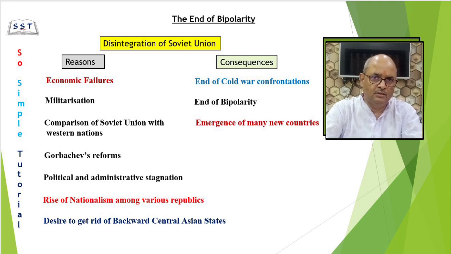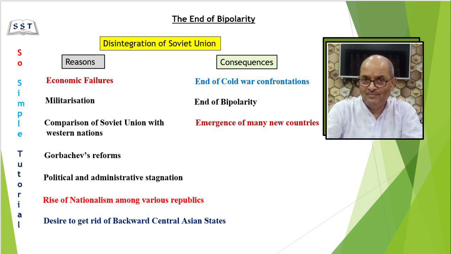Causes of disintegration. First, economic failures. Soviet economy failed to meet the expectations of the people. Soviet Union was putting more emphasis on heavy industries that led to the shortage of consumer goods. Second, militarization. Soviet Union was spending much of its resources in maintaining a nuclear and military arsenal. It was also using its resources in maintaining its satellite states in East European countries. Third, comparison of Soviet Union with Western nations. When people became aware of the economic advancement of the West, they understood the reality of how backward they were.